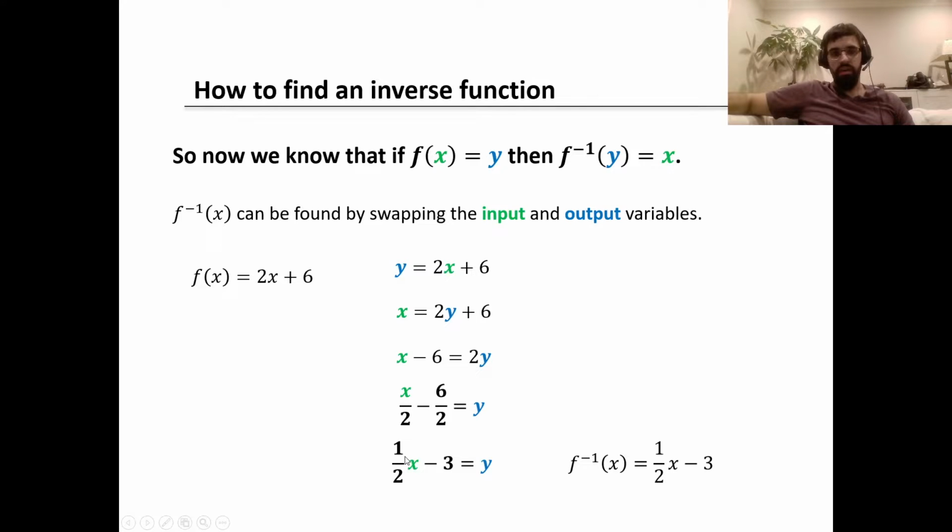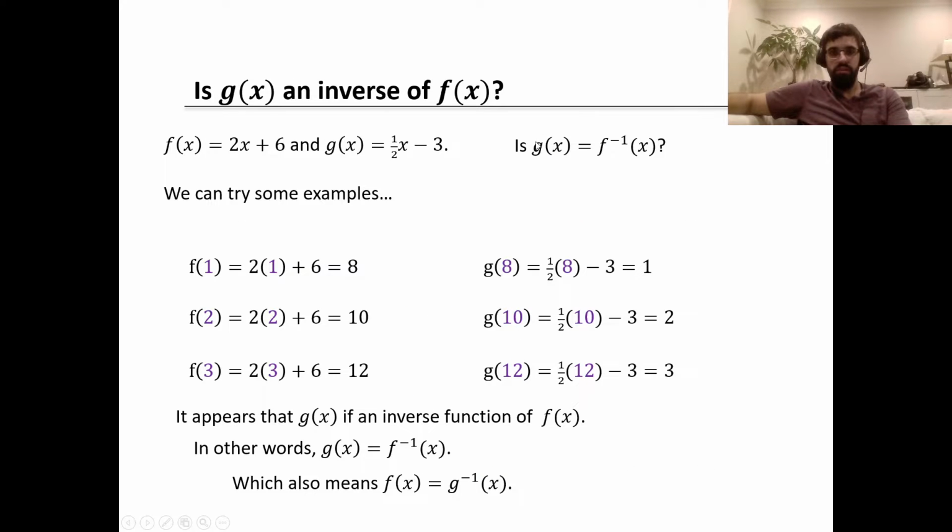And if we simplify that, we find we get 1/2 x minus 3 equals y. And so now we can take y out and replace it with f inverse of x and say f inverse of x equals 1/2 x minus 3. And we can see that that inverse function is the same as the g of x from the previous slide.